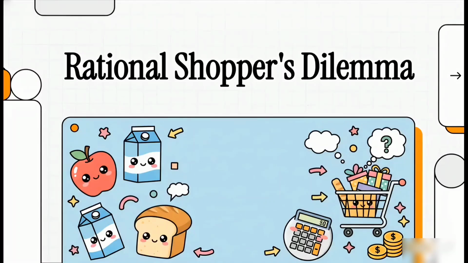Every single day, we all solve this incredibly complex puzzle without even thinking about it. How do we decide what to buy? It sounds simple, right? But behind every single choice you make, there's this powerful economic framework called consumer theory. So today, let's dive in and unpack how it all works.